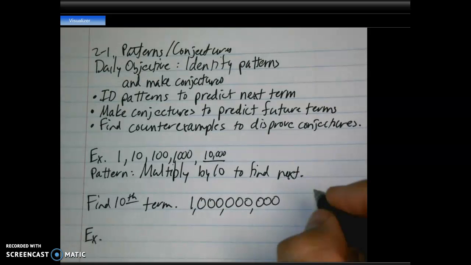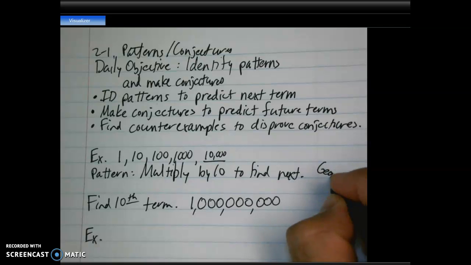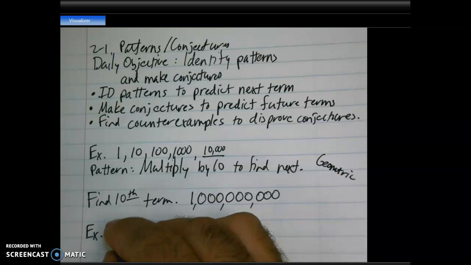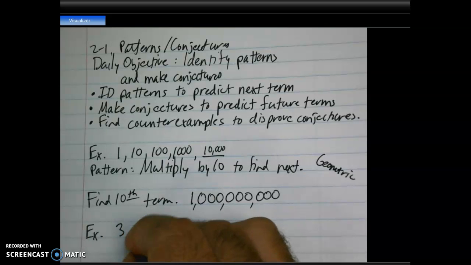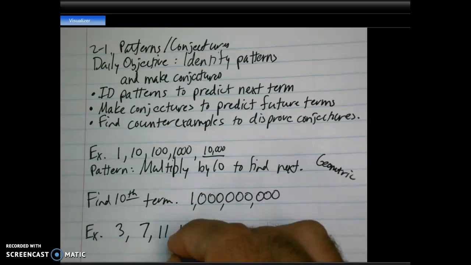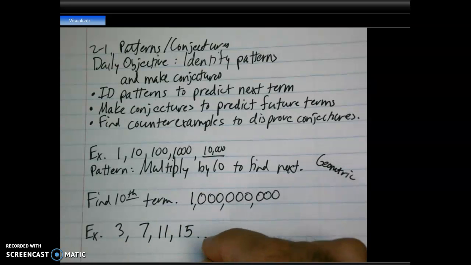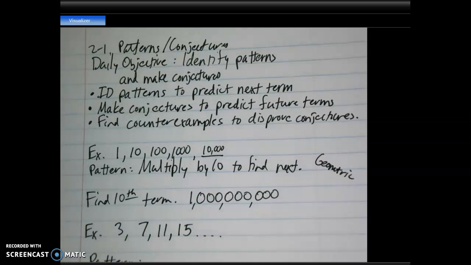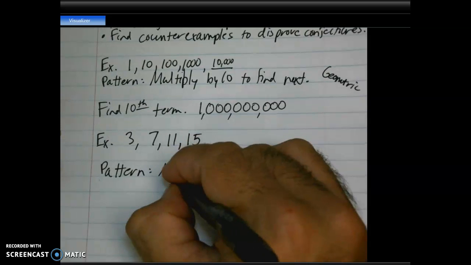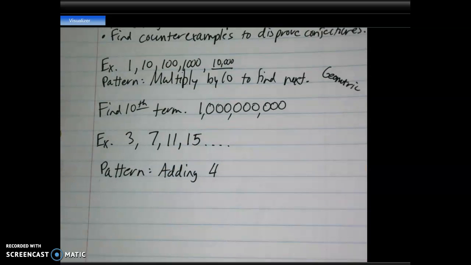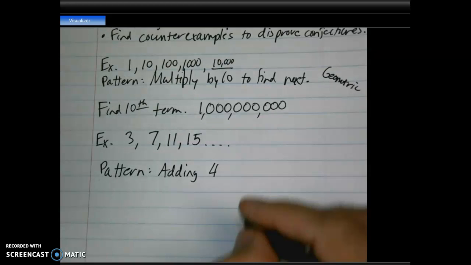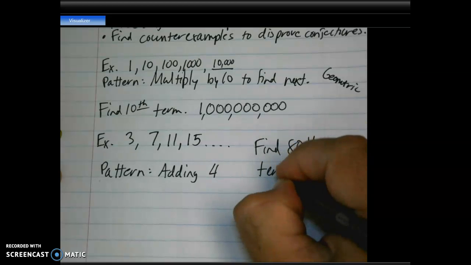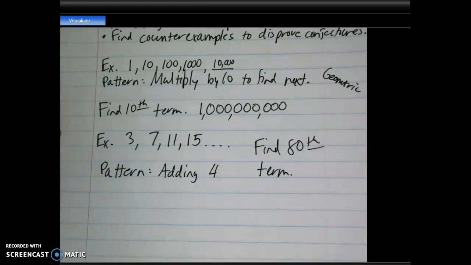This first example is called geometric. The second example looks like this. We have 3, 7, 11, 15. What's happening each time? We are adding 4. Now if I said find the 80th term, that could be a little bit tricky. I'll show you a way that you can do this.